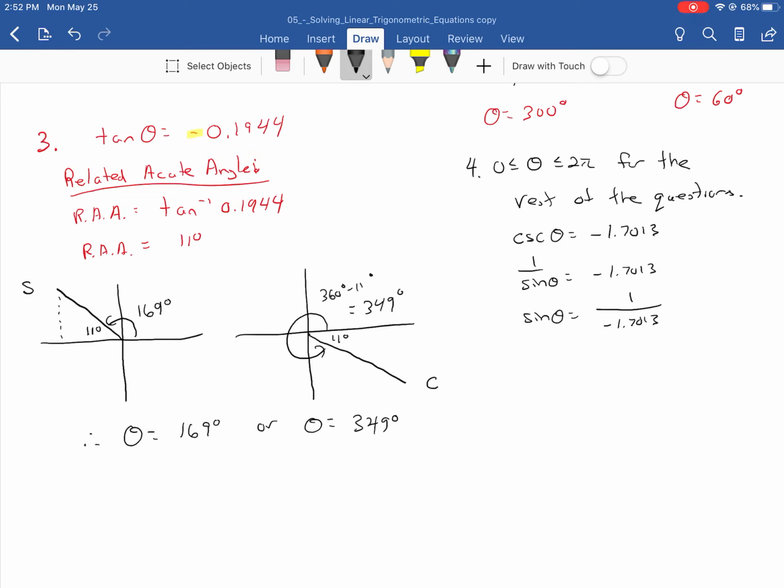Now, this 1.7013 is not in a special triangle. It's not like a root 3 or a 2 or a 1. So it's not a special triangle. Well, I'm going to make it special. It's going to be special for this question because I'm going to go after the related acute angle here. And instead of using a special triangle, I'm going to use my calculator to go sine inverse of 1 over 1.7013. And I hope the last example showed you that I don't want the negative part.